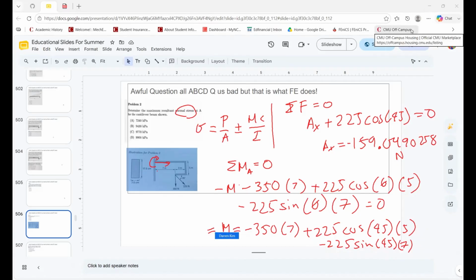I get -2768.198052 as our moment. With that moment in hand, obviously for some reason I have chosen the wrong direction on all of them, so that's fun.